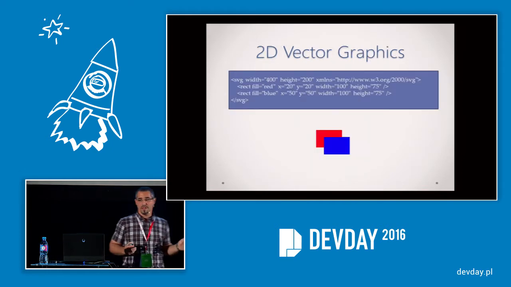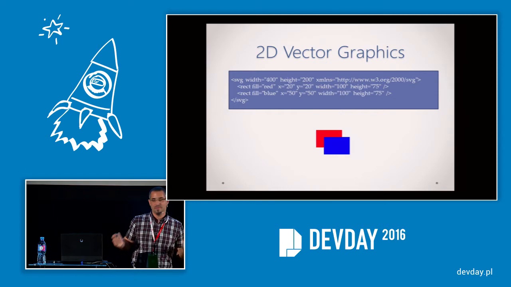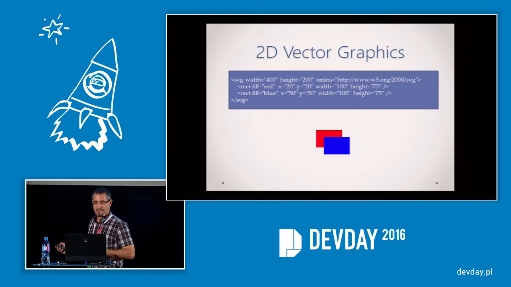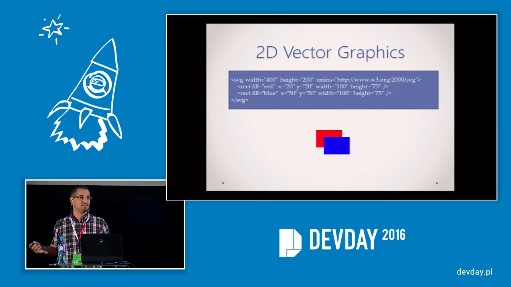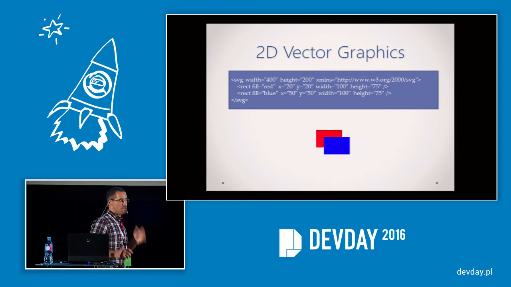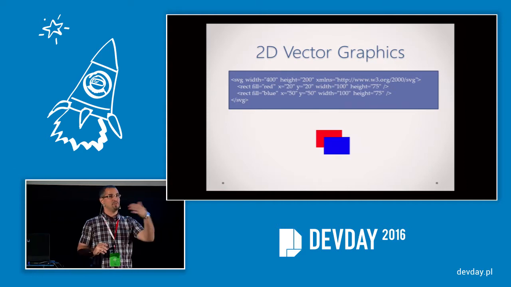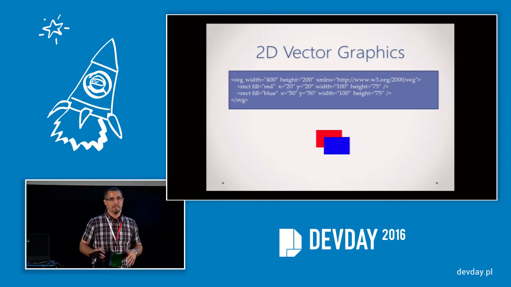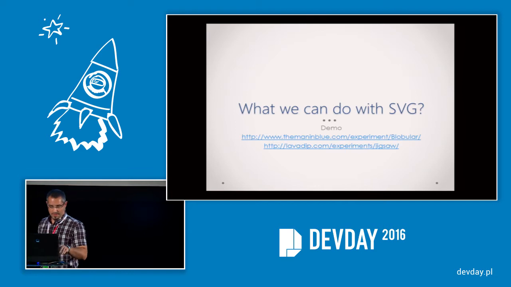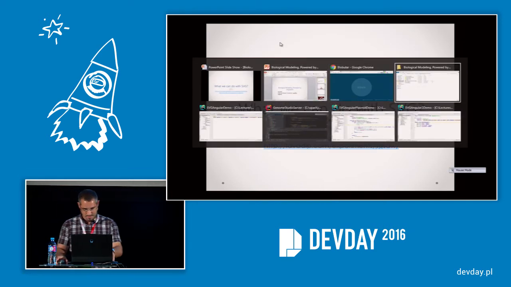Here's a small example of SVG. We have an SVG surface. Inside of that SVG surface, we have two rectangles. The first one is red, the second one is blue, and SVG will layer the last elements on top of the first elements.